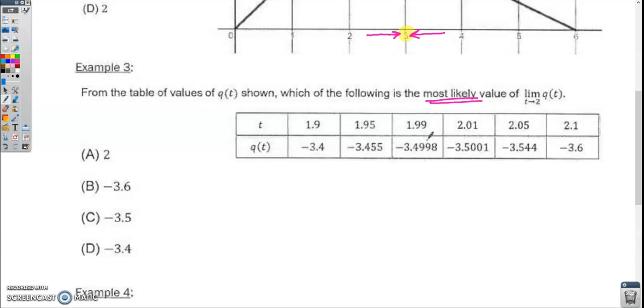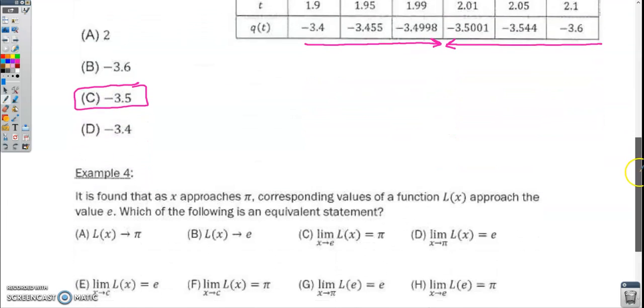But looking at this, the most likely, as we get closer and closer to 2 from each side, what number does it appear that q of t is getting closer and closer to? And it looks to me like that value is -3.5. So I'm going to go ahead and select -3.5 as my answer there. Again, we're not 100% sure that that's the limit from this table, but it is definitely the most likely limit based off of the information that we see in this table. All right, last example.